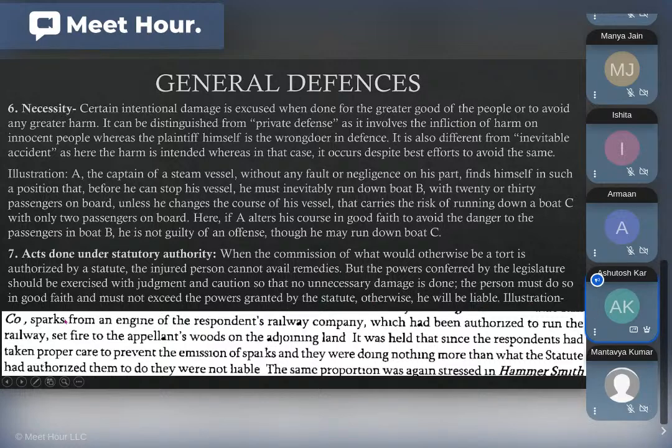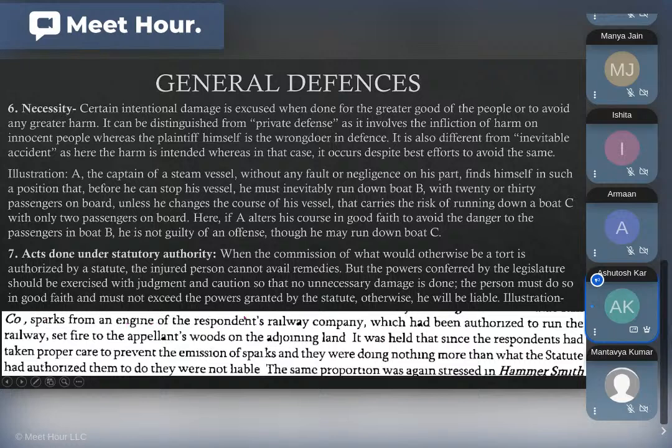Illustration. Here there is a case where sparks from an engine of the respondent's railway company, which had been authorized to run the railway, set fire to the appellant's woods on the adjoining land. See, you own a certain amount of land, alongside which a railway track is passing. Okay, a company is authorized to run the railway.